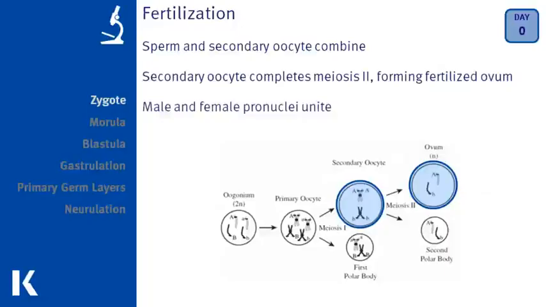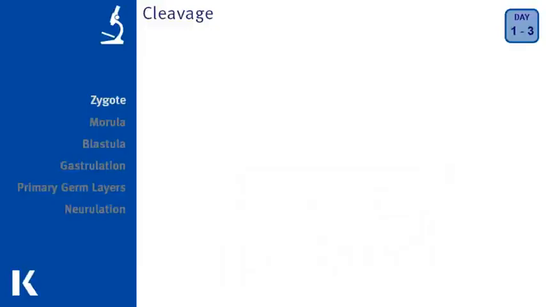The final stage of fertilization occurs when the male and female pronuclei fuse. A pronucleus is the nucleus of a haploid gamete. So the nucleus from the egg and the nucleus from the sperm cell unite. Now that we have our diploid zygote, let's examine the changes it undergoes.